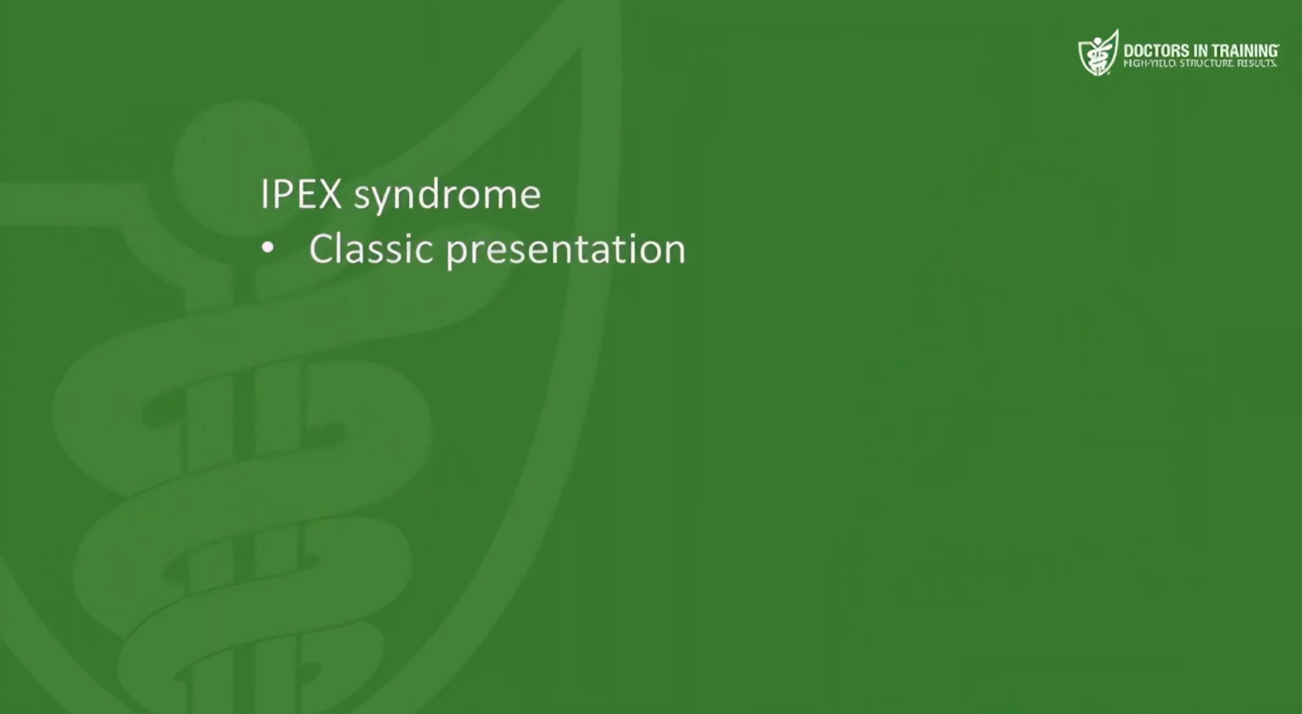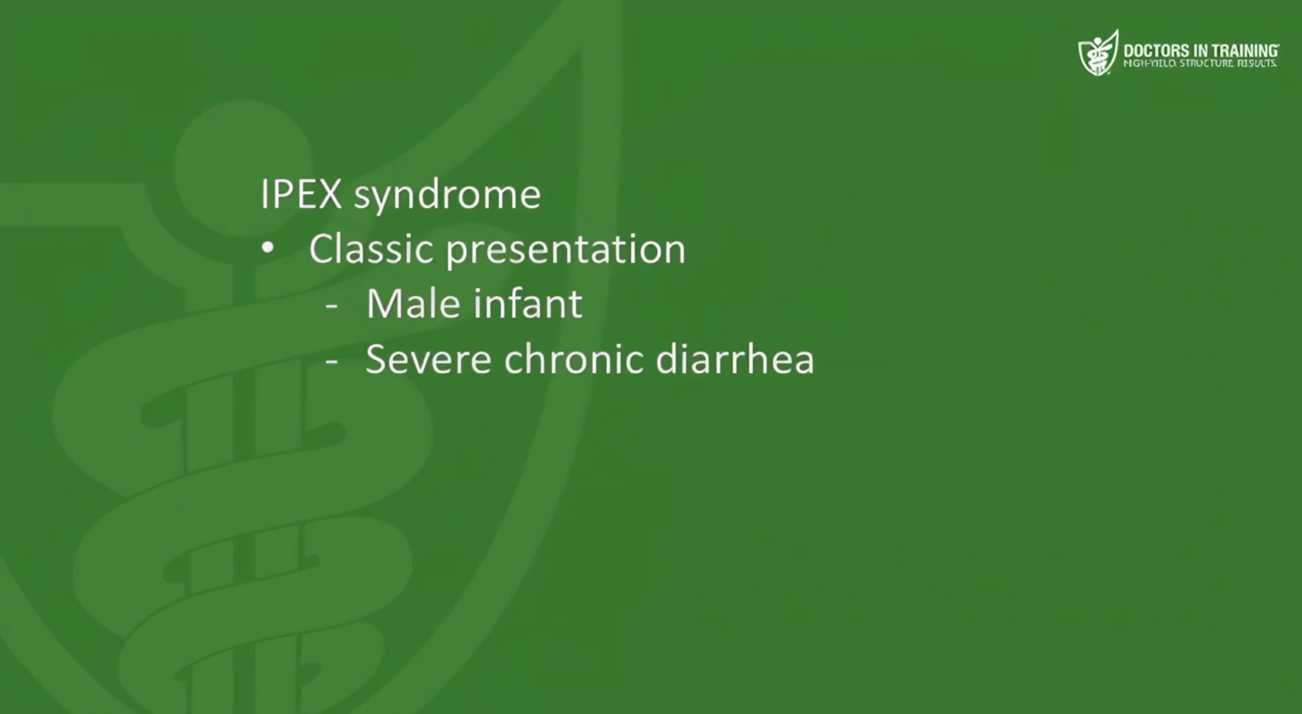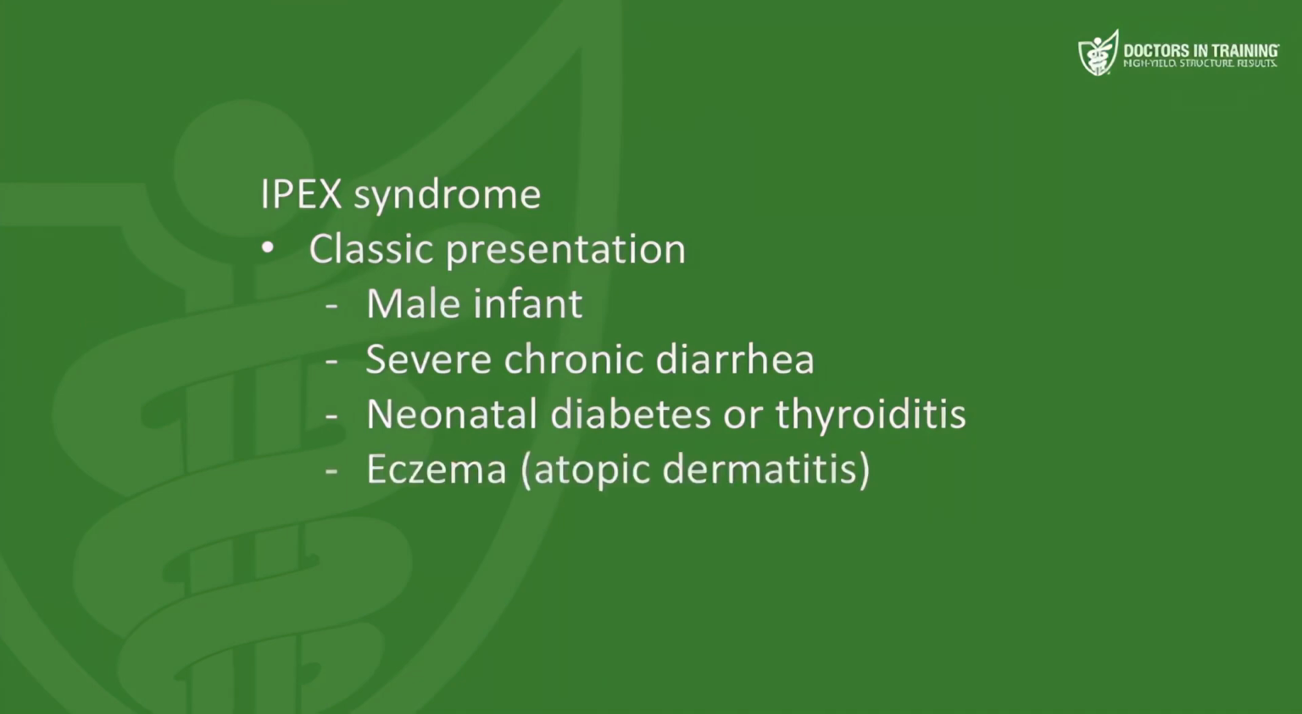So the classic presentation is a male infant, because it's X-linked, who has severe chronic diarrhea, neonatal diabetes or thyroiditis, and eczema, atopic dermatitis. And that's the immune dysregulation. That's it for the T cells.